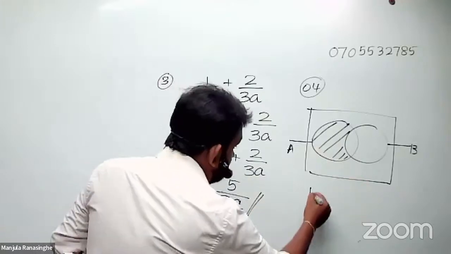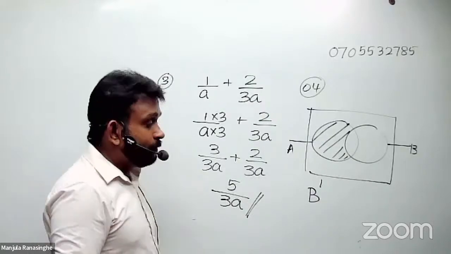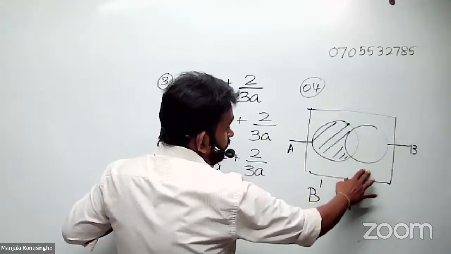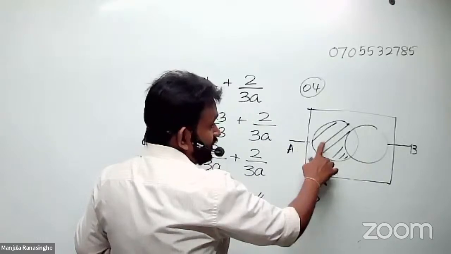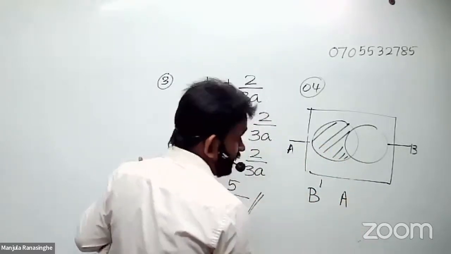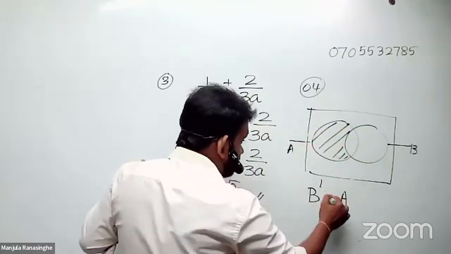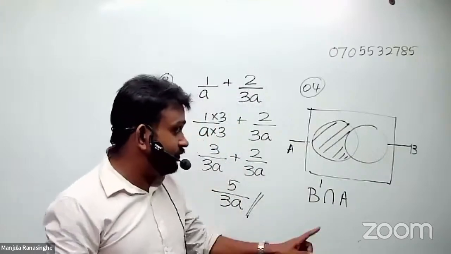So except B means B dash, B complement. But is all the B complement shaded? No. All the B complement means all the outer regions, but only the region which intersects with A. B dash outer but intersecting with A. So this is the region: B dash intersect with A.